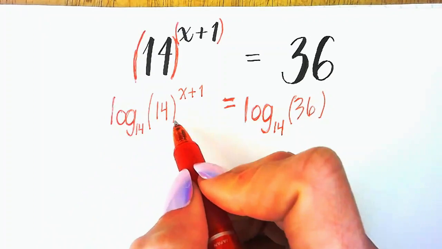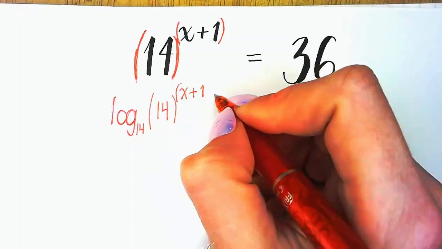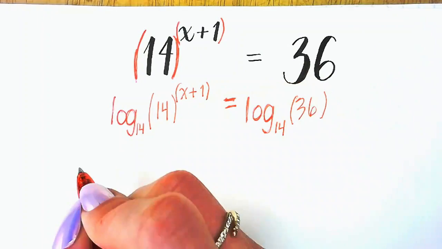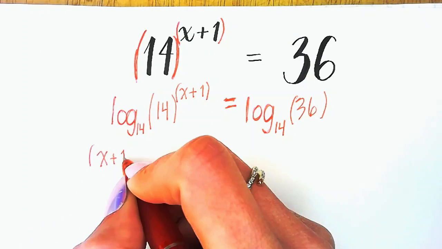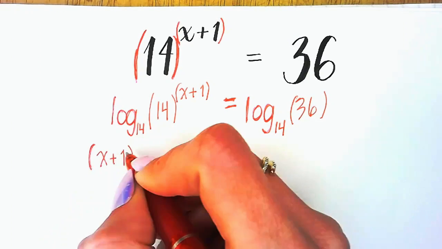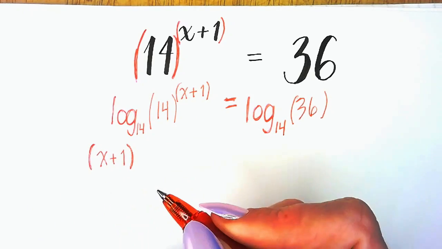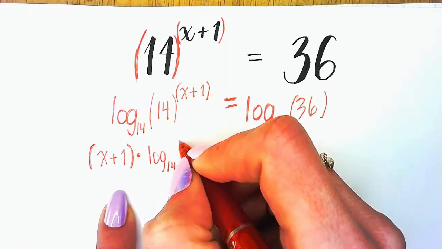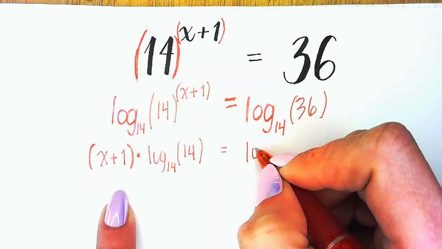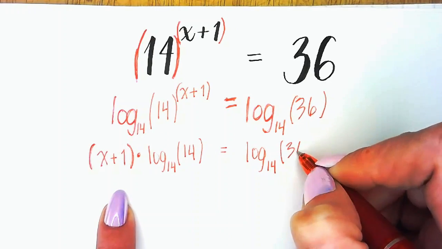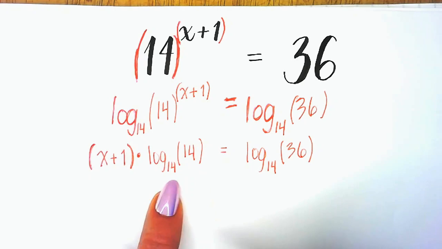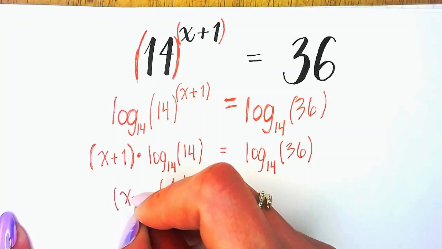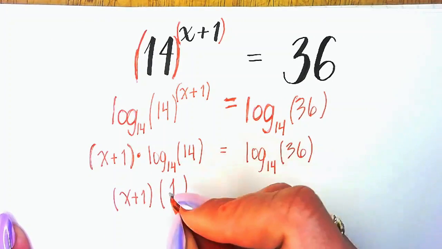Now you may think of it the way we did in the last two examples where we can just cross it out, but let's switch it up a little bit this time, okay? This time I'm going to bring the x plus 1 out front using the power property. When you bring something like this out front, it is critical you put it in parentheses, otherwise your operations will be misleading. X plus 1 times log base 14 of 14. Log base 14 of 14 equals 1, because 14 to what power is 14? The answer is 1.